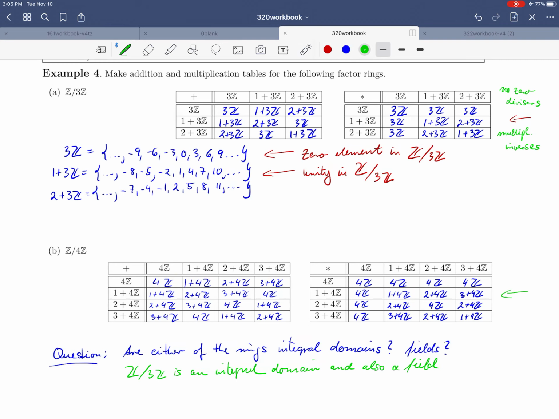What about Z mod 4Z? So if we are looking at our multiplication table right here, do we have zero divisors? The zero element in Z mod 4Z would be 4Z. So 4Z is the zero element. And do we see that somewhere, even when we're multiplying together non-zero elements? And yeah, actually here it is, right there. So 2 plus 4Z looks like it's a zero divisor.